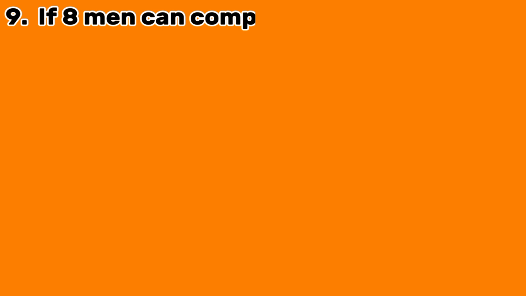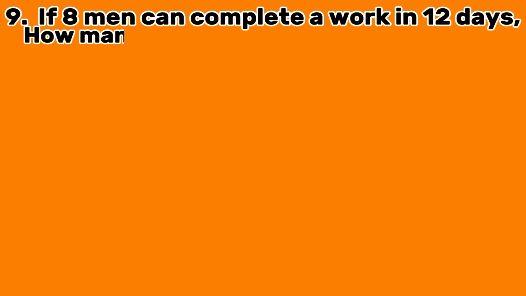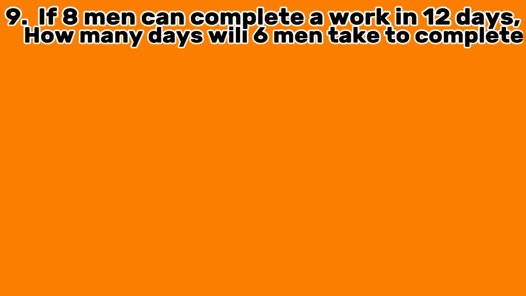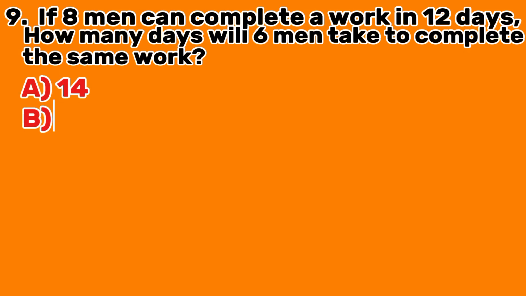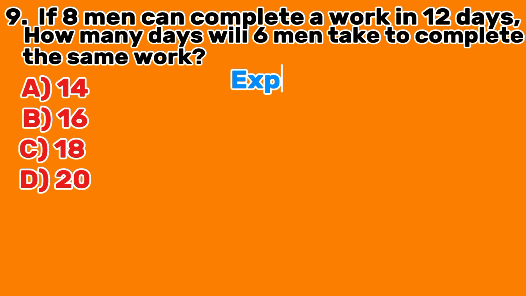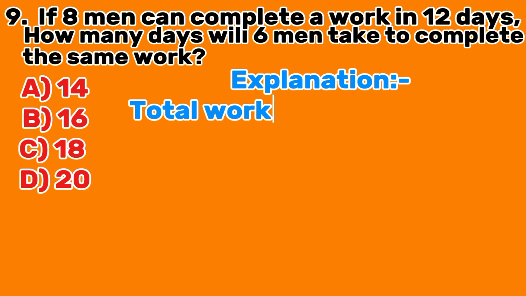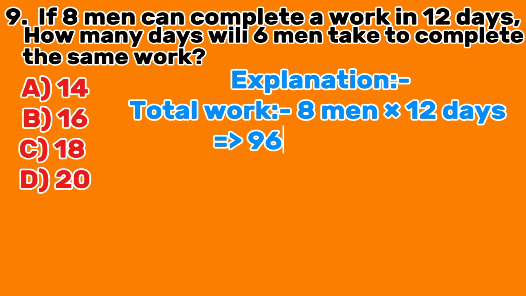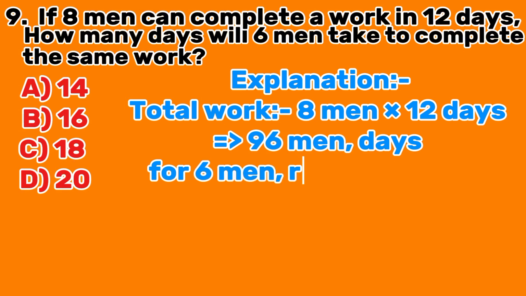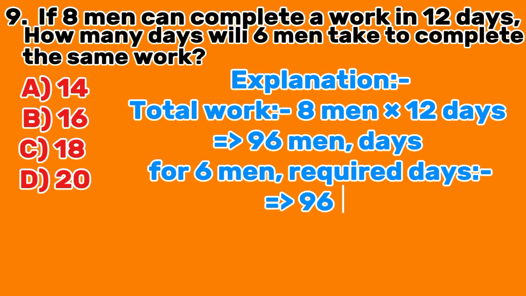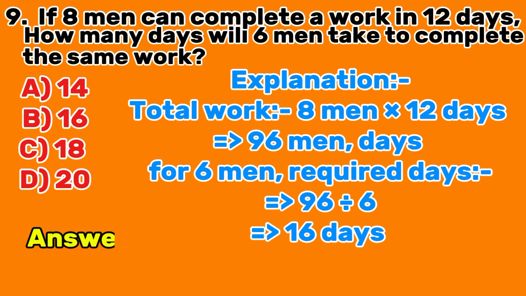9. If 8 men can complete a work in 12 days, how many days will 6 men take to complete the same work? A. 14. B. 16. C. 18. D. 20. Explanation. Total work, 8 men times 12 days, equals 96 man-days. For 6 men, required days equals 96 divided by 6, equals 16 days. Answer B. 16.